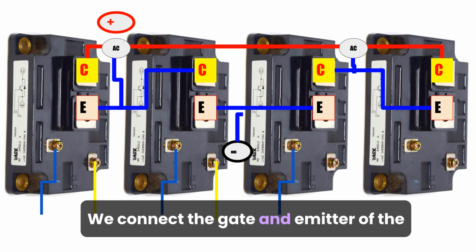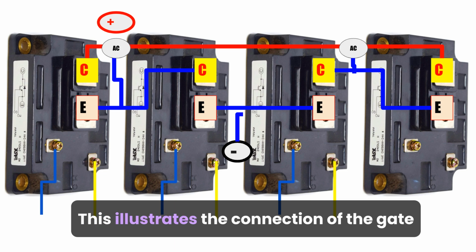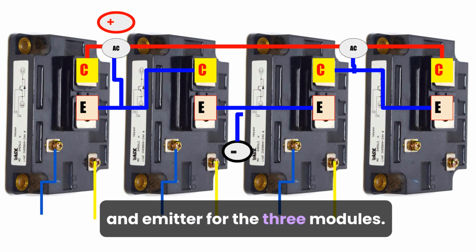We connect the gate and emitter of the fourth module. This illustrates the connection of the gate and emitter for the 3 modules.